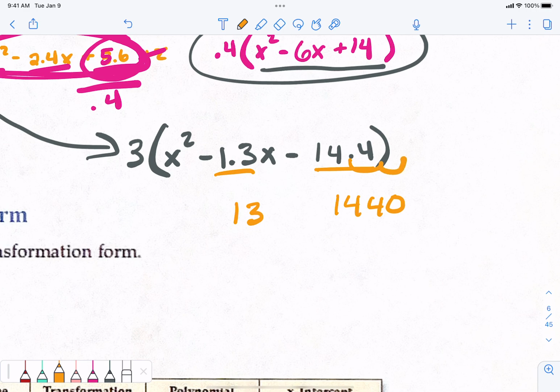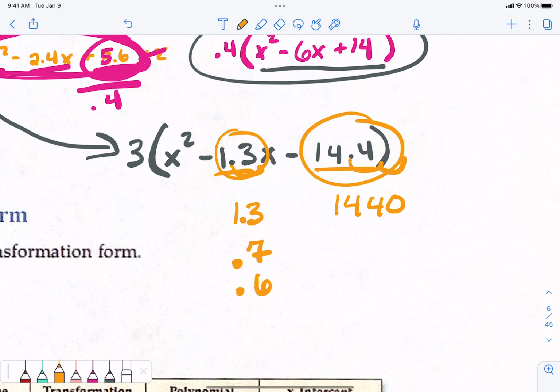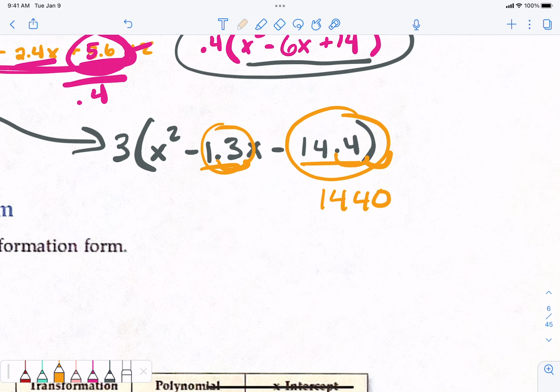You move the decimal 2 places on this one, but 1 place on that one. Because you move the decimal 2 places here when you're multiplying, and only 1 place here. Let's say this is like 0.7 and 0.6, that would make 1.3. But 0.7 times 0.6 is 0.42, which has 2 decimal places versus 1 decimal place when you add. That's just the way that math works. Anyway, add to get 13, but multiply to get 1440.